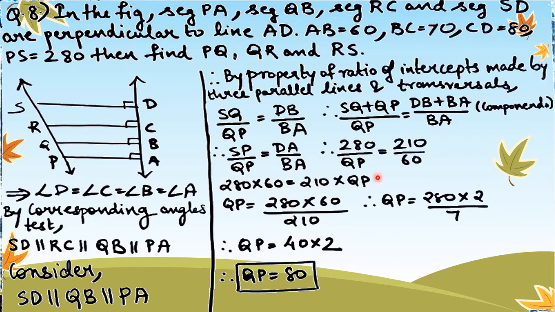Now 60 and 210 we divide by 30. If we divide by 30, 3 twos are 60 and 3 sevens are 210. So 280 into 2 upon 7. Now 7 ones are 7 and 7 forties are 280. So QP is 40 into 2, that is 80. So you got the value 80 for QP. Now we need to find QR and RS. To find QR and RS, we need to include the parallel line which we didn't use here, in the next part of the problem.